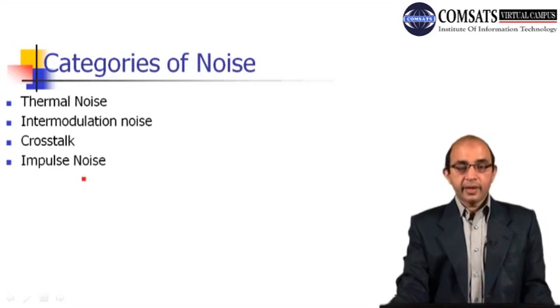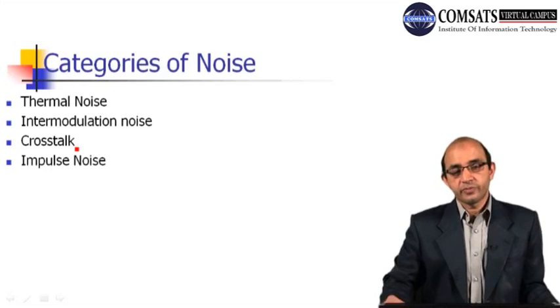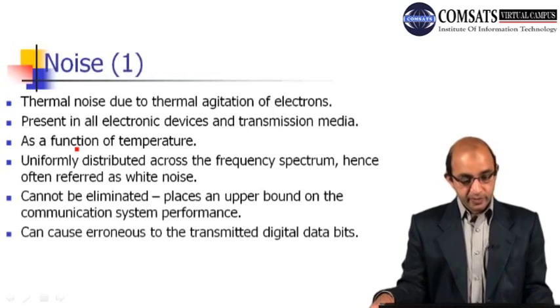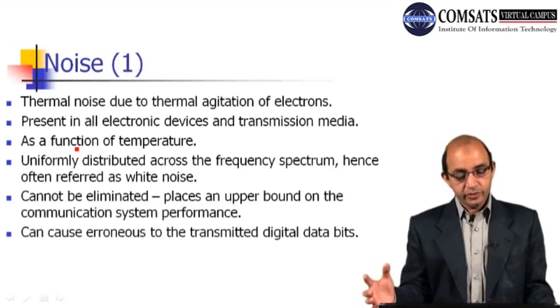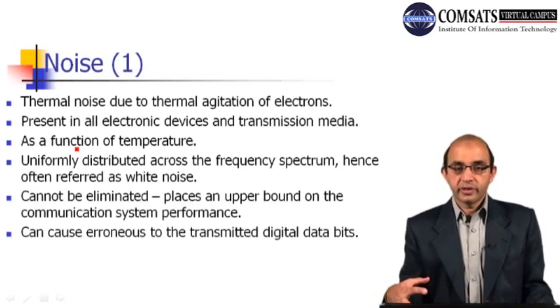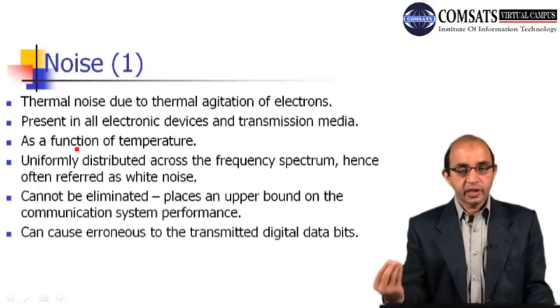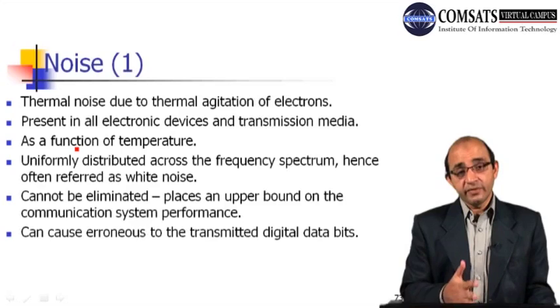Again, there are different types of noise which we come across when we have to transmit a signal from one point to another. One is thermal noise, and the others are intermodulation noise, crosstalk, and impulse noise. Thermal noise occurs as a result of thermal agitation of electrons. In communication, in order to transmit and receive signals, there can be repeaters in between, and devices and electronic circuitry involved in the transmission and reception.